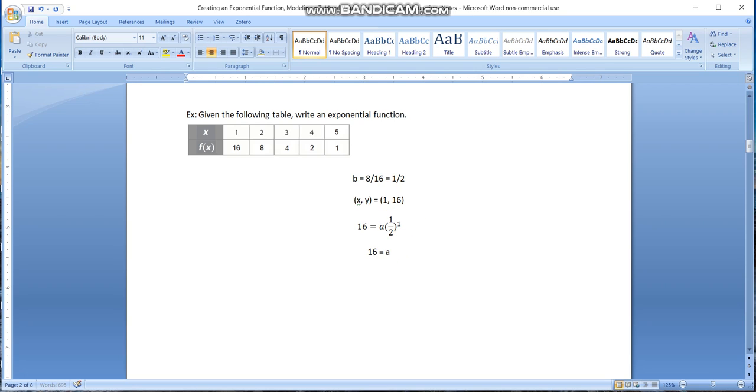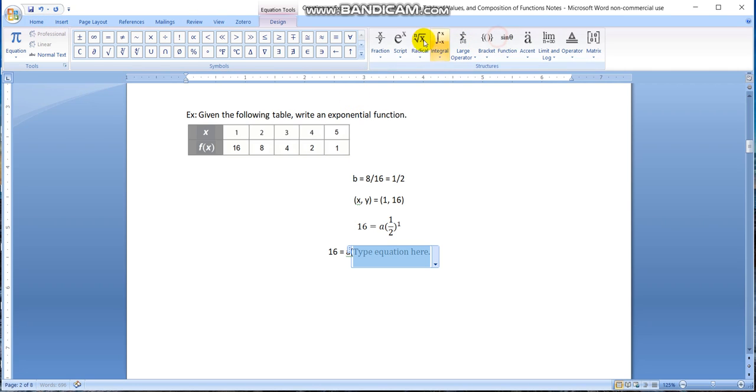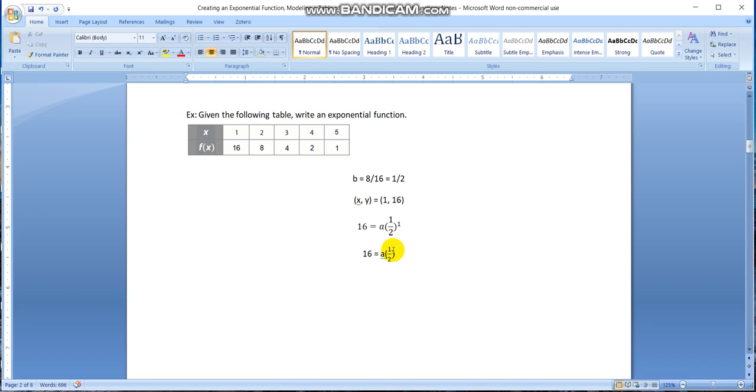Okay, so if you wanted to solve this, anything 1/2 raised to the first power, it's 1/2. So 16 equals a times 1/2, right? I'm hoping you guys know how to do this. I know some of you still struggle with this, but if you multiply both sides of the equation by 2, that's how we get 32 equals a.